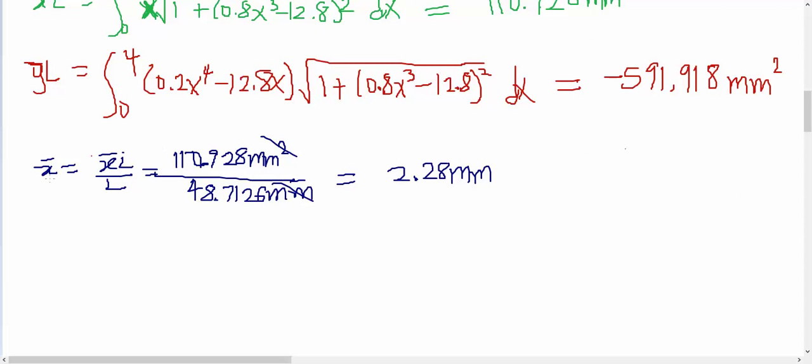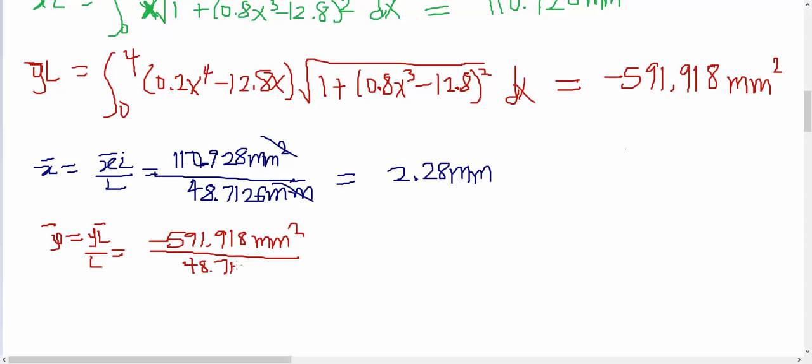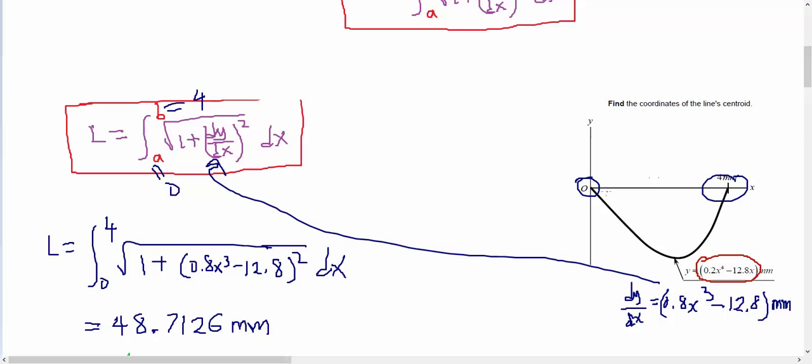Now for the y, we have yL over L. yL was negative 591.918 millimeters squared divided by the L we have up here. And this gives us negative 12.2. Now don't forget about the negative sign. The negative sign simply means your y coordinate will be below the x-axis.